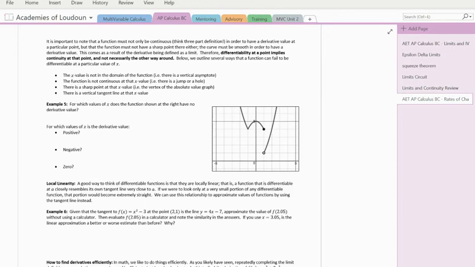So looking at example 5, for which values of x does the function shown at right have no derivative value? I can see that at x equals -1, there will be no derivative because it's a sharp point. And at x equals +1, there's a discontinuity. So x equals -1 is a sharp point, and x equals +1 is a discontinuity.